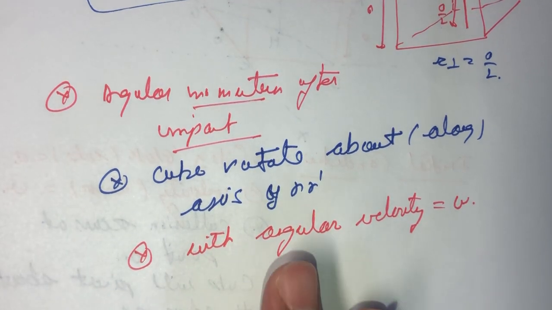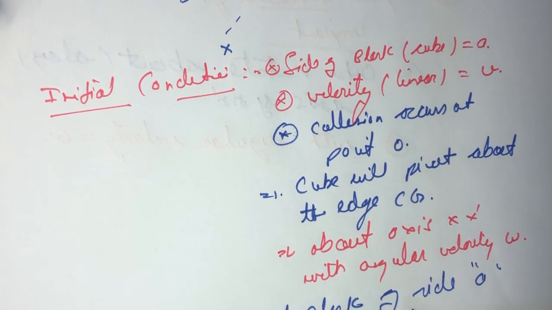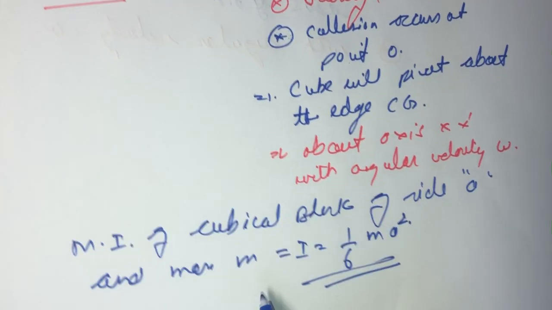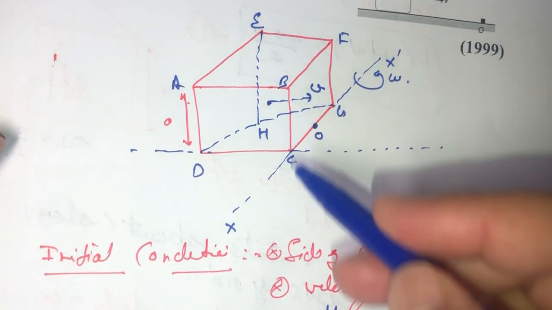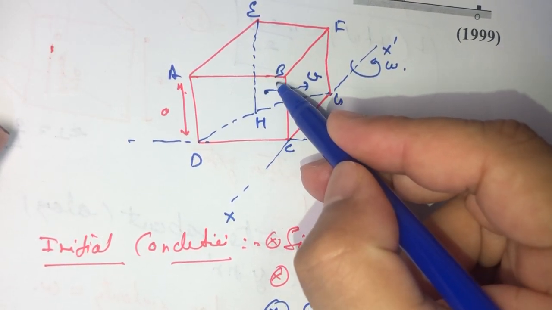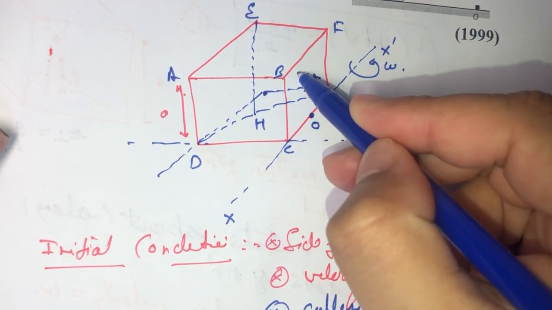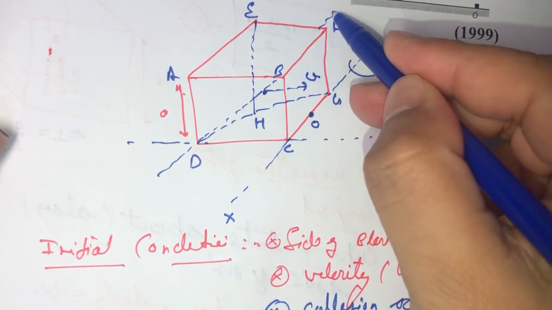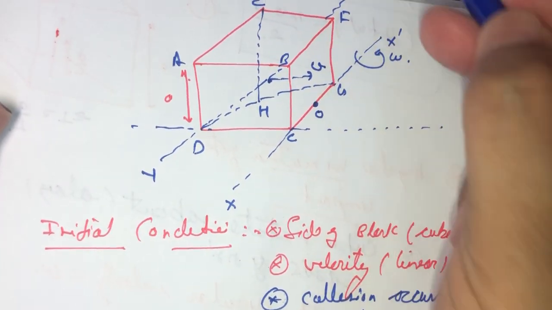Now we said that the moment of inertia of the cubical block of side A of mass m is given as 1/6 ma square, and this will be the axis which passes through the center of mass. Okay, so we can draw this axis something like this, and it will be going and coming outside like this. So let us call this as y and y prime.